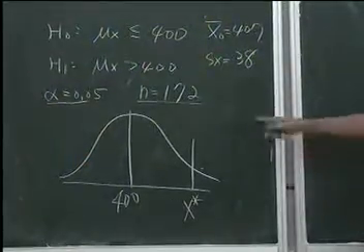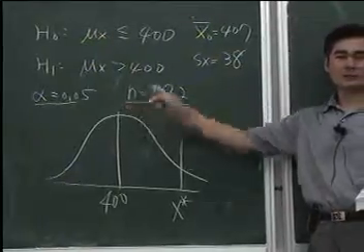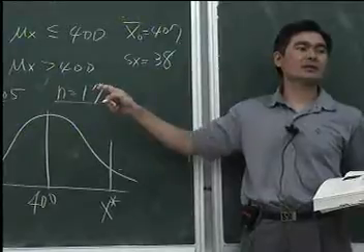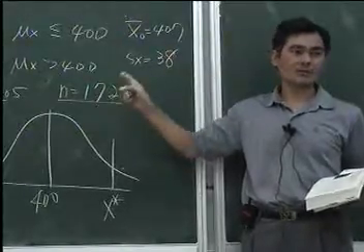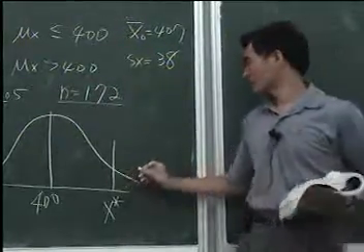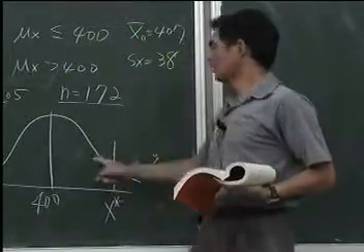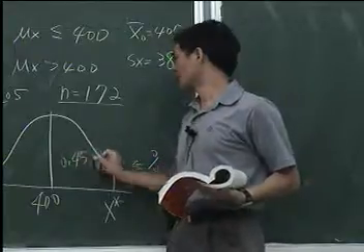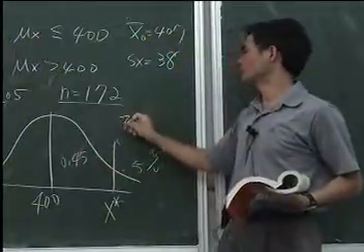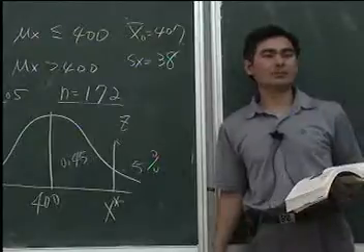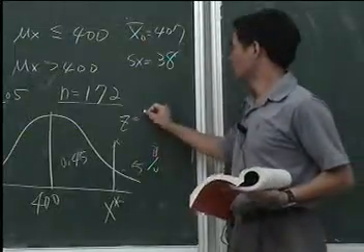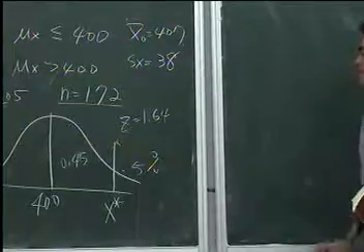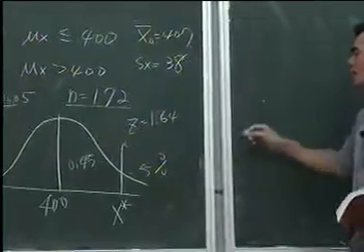So this is 5%, right? But you want to be careful. This is a one-sided test. One-sided test. So if this is 5%, what does that mean? Here should be 0.45, right? So what should be the corresponding z there? The corresponding z should be equal to 1.64. Okay, so let us get the critical value first.